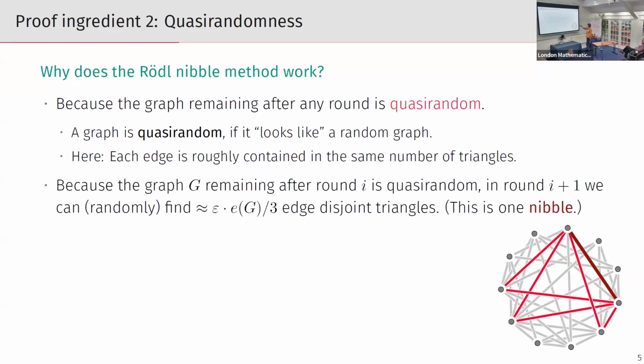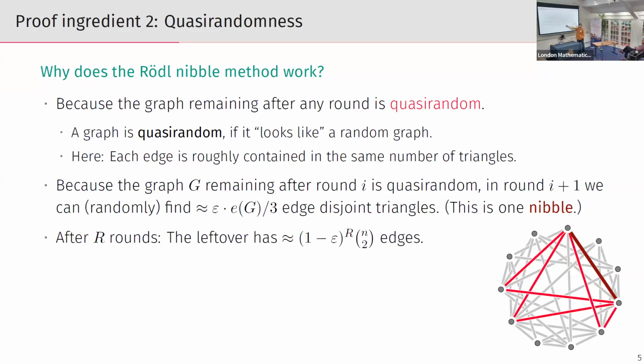More precisely, you can prove that if this condition is satisfied in some round, then in the next round we can cover an epsilon proportion of the remaining edges with edge-disjoint triangles. And so that will be my next nibble. Therefore, if in every round I cover an epsilon proportion of the remaining edges with triangles, then after R rounds I'm only left with that many edges. And if R is large enough, that will get very small.